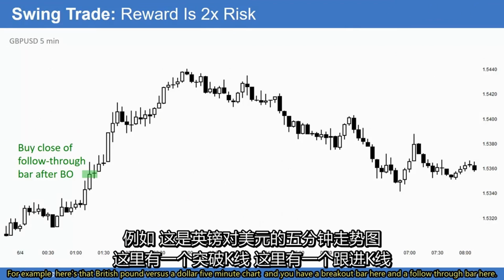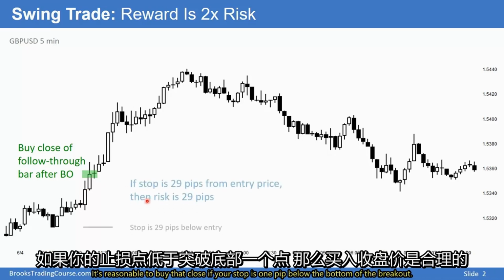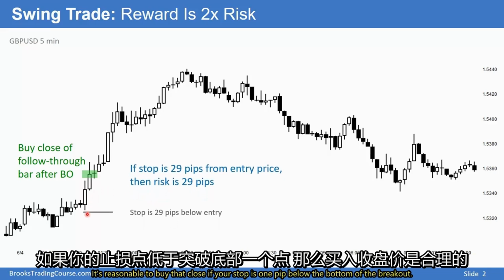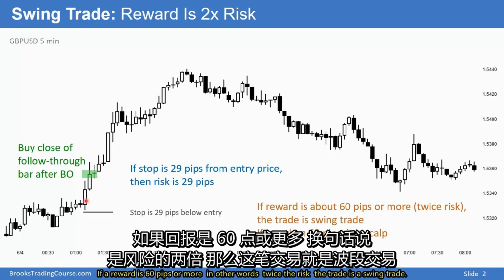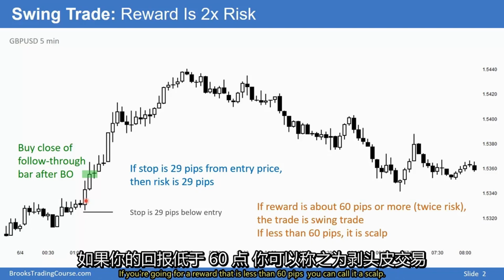For example, here's that British pound versus the dollar 5-minute chart. And you have a breakout bar here and a follow-through bar here. It's reasonable to buy that close. If your stop is 1 pip below the bottom of the breakout, you're risking 29 pips. If a reward is 60 pips or more, in other words, twice the risk, the trade is a swing trade. If you're going for a reward that is less than 60 pips, you can call it a scalp.